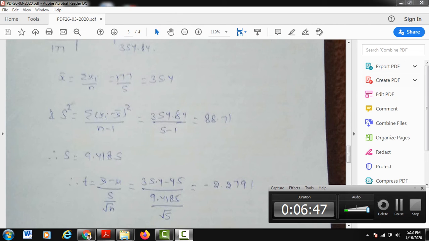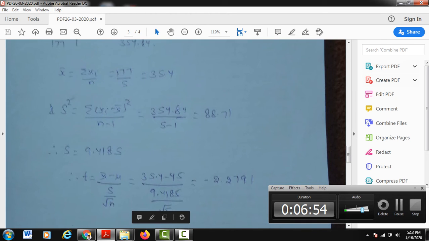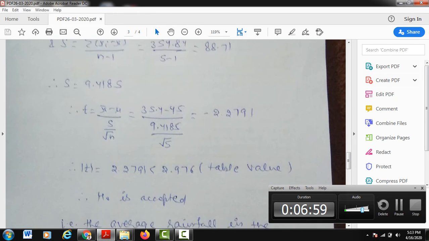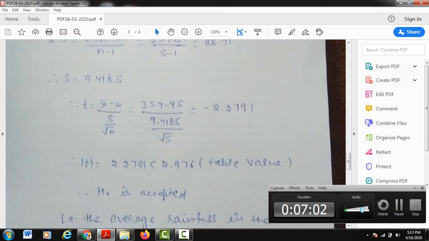Now what is the t statistic? The t statistic is given by x bar minus mu over capital S over under root n. So that is equal to 35.4 minus 45 over 9.4185 over under root 5, which comes up with the negative sign, that is minus 2.2791. As our calculated value is coming up with the negative sign, I will ignore the minus sign, I will take only the positive sign. So mod t is 2.2791, because I just want to make the comparison of the absolute calculated value with the table value.